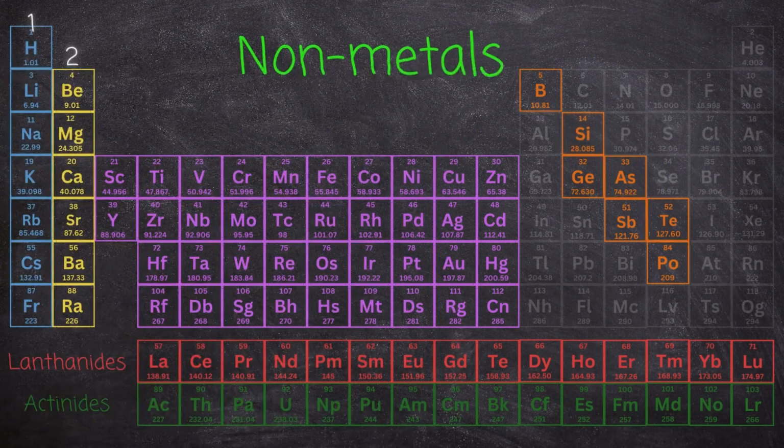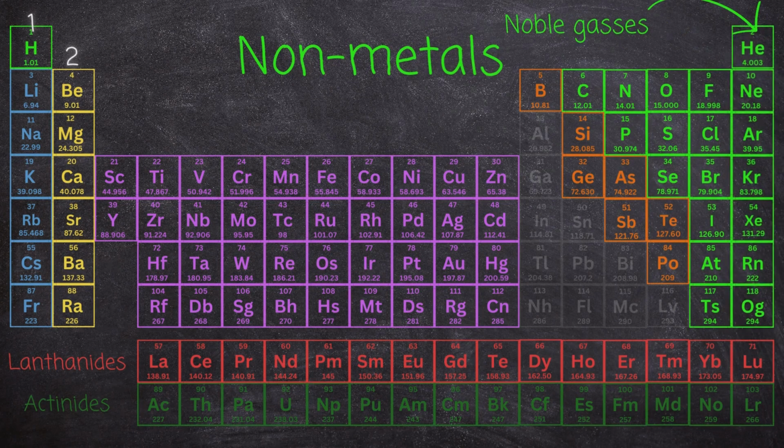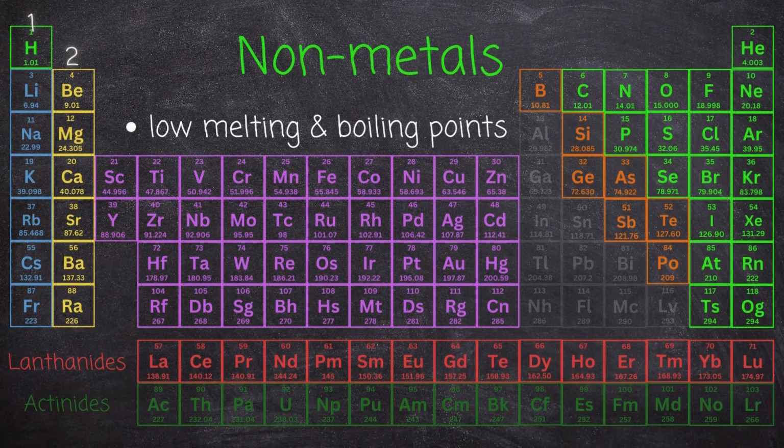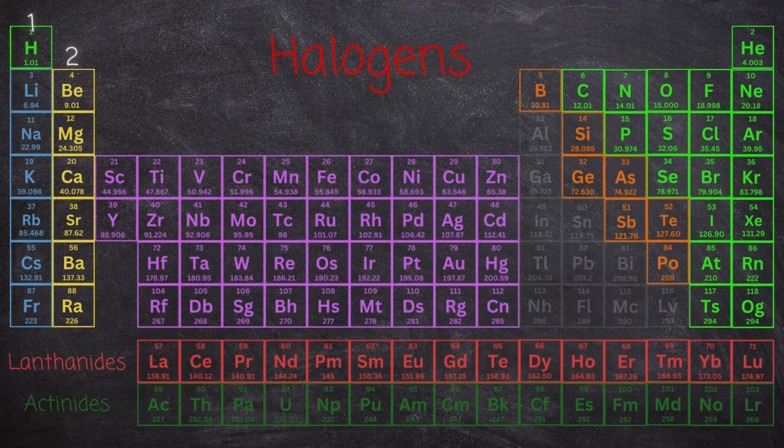The nonmetals are found on the right side of the periodic table, except for hydrogen, which is often found in group 1. The nonmetals include hydrogen, carbon, nitrogen, oxygen, phosphorus, sulfur, selenium, the halogens, and the noble gases. Nonmetals typically have low melting and boiling points, do not conduct electricity, and can be found in either gas, liquid, or solid states.